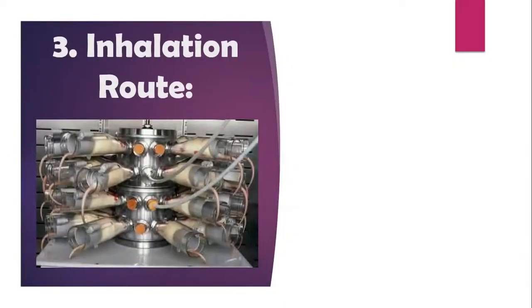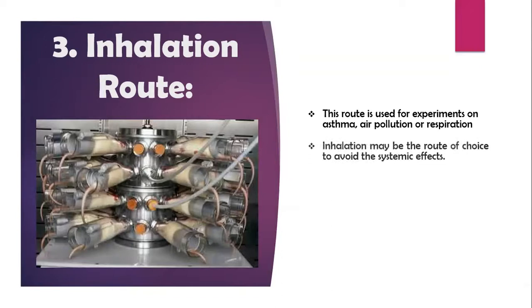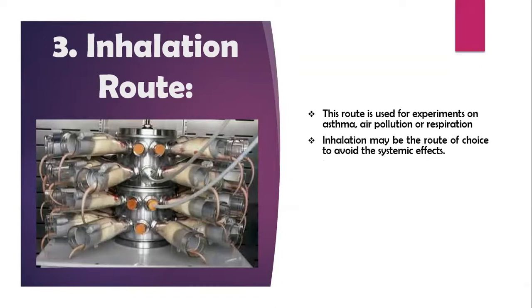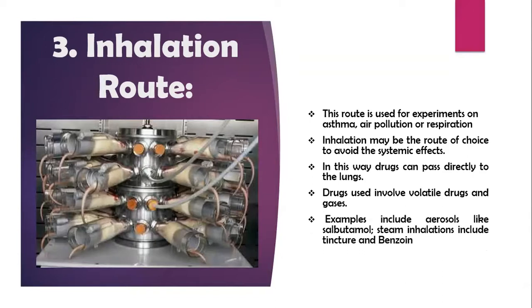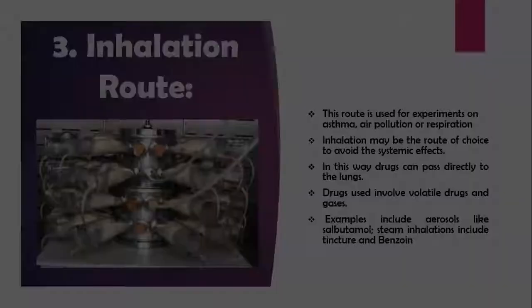Next route, the third one, is the inhalation route. This route is used for experiments on asthma, air pollution, and respiration. Inhalation may be the route of choice to avoid systemic effect. In this way, the drug can pass directly to the lungs. Drugs used involve volatile drugs and gases. Examples include aerosols like salbutamol. Steam inhalations include tincture of benzoin.